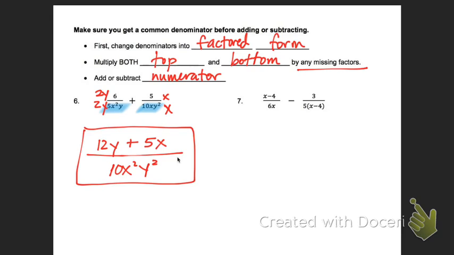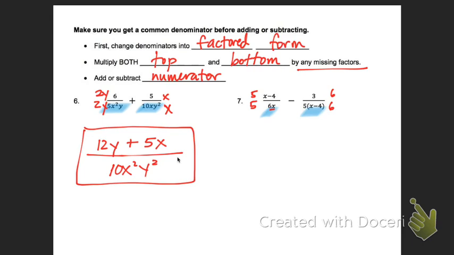Okay. From here, it's already in factored form. There's nothing else that I can do. So I'm going to look at my denominators. I've got 6x and then 5x minus 4. Now I'm just going to look at the numbers. I've got 5 and I've got 6. 30. So that means I need to multiply the left by what? 5. And I need to multiply the right by 6.